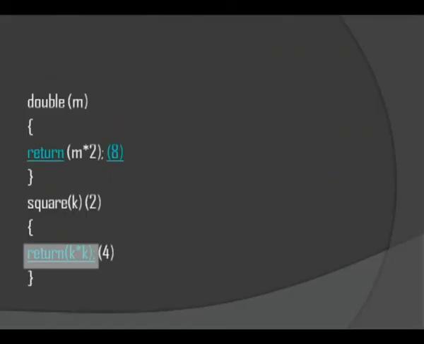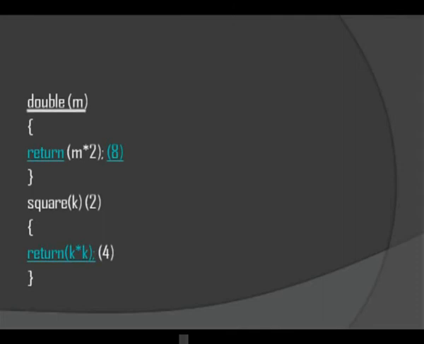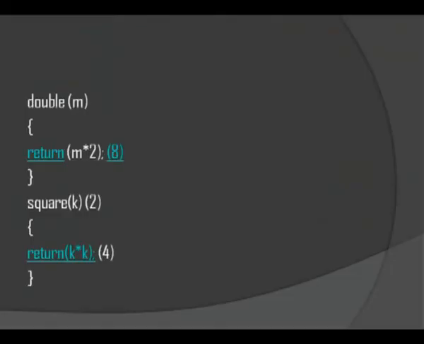When this return statement is encountered by the compiler, obviously the control will return to the main function. So, when control returns here, square of y is holding now the value 4, that is what has been returned. Next it will go to the outer function, double of 4. When this double of 4 is seen by the compiler, it will switch control to this function double of m, that means m is now holding the value 4, and what happens in the double function? Simply returning m into 2. So, it is 4 into 2, the value is 8.